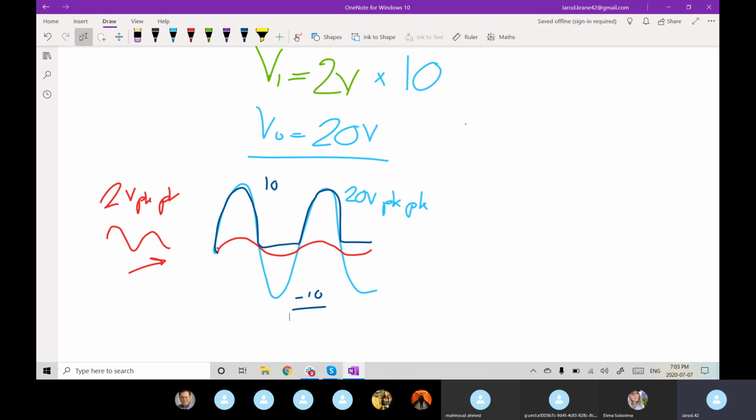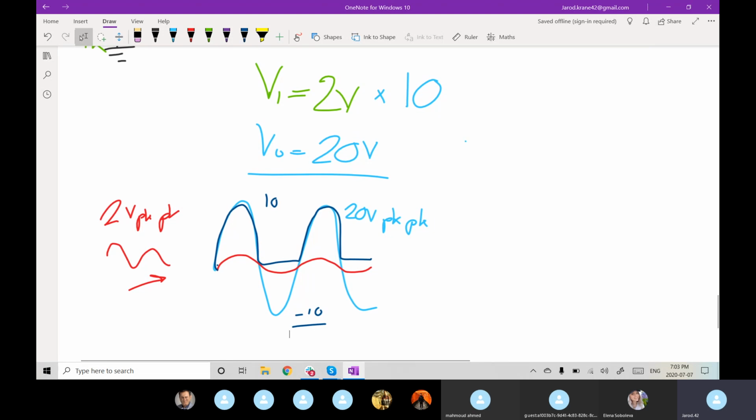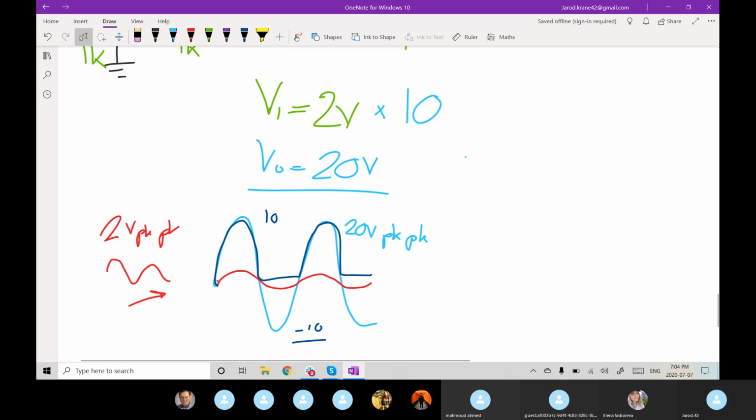So that's when it becomes important that if you're designing something that's using AC voltages, you have to make sure that the supply rails of the system are actually able to take what your expected outputs are meant to be.